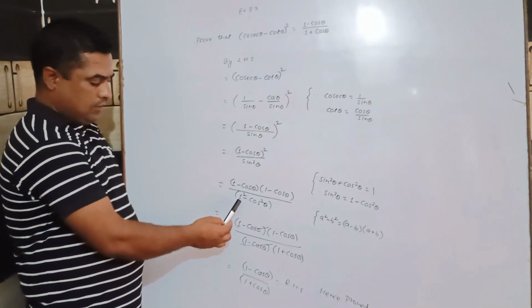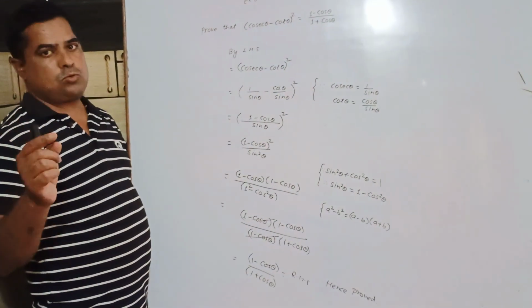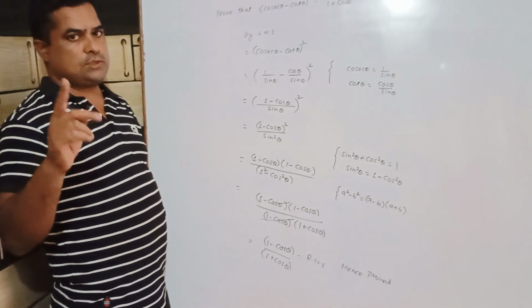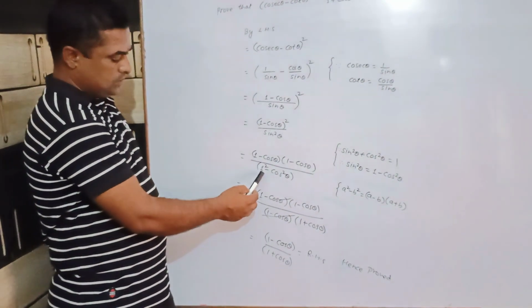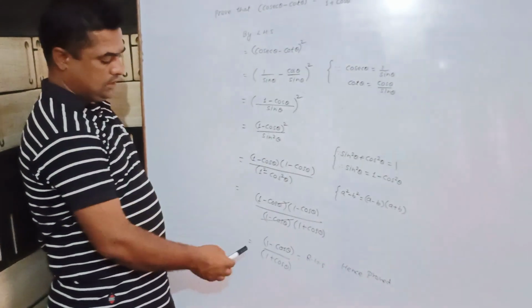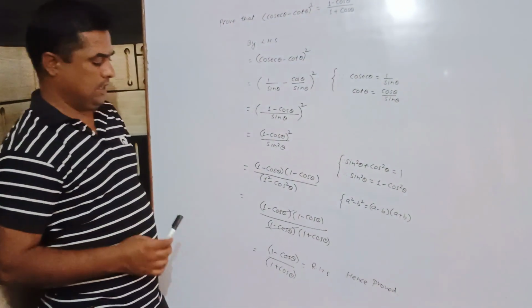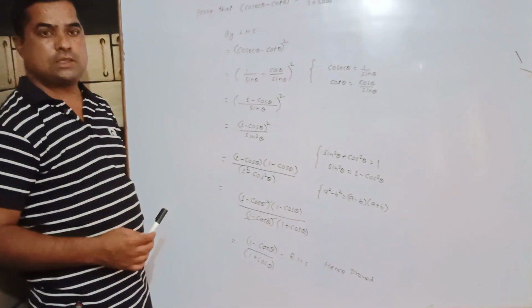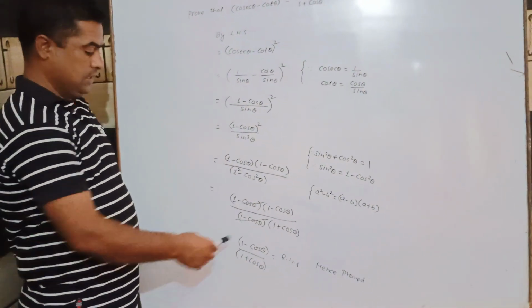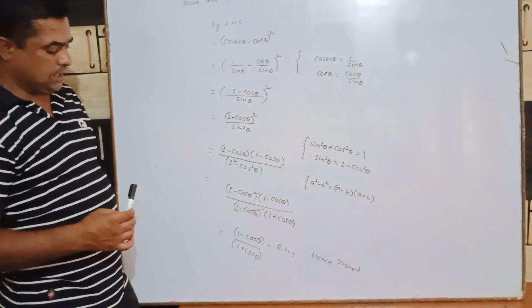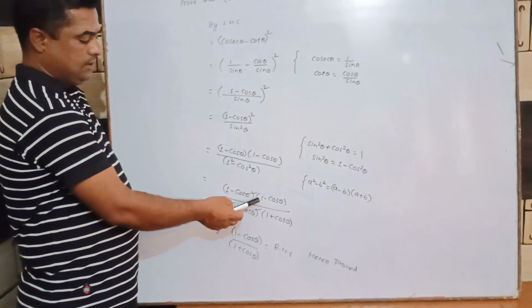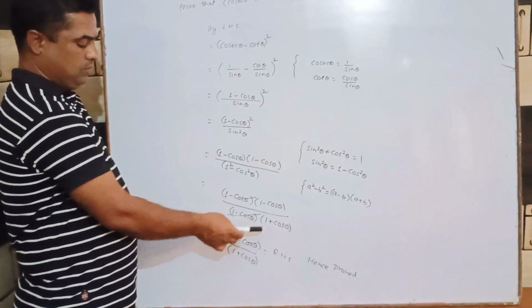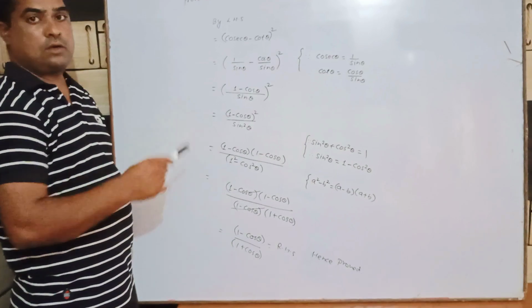Now we are applying a formula. Students, you know a square minus b square is (a minus b)(a plus b). So the value of 1 minus cos square theta will be (1 minus cos theta)(1 plus cos theta). In the numerator we have written 1 minus cos theta twice. One factor of 1 minus cos theta cancels out. So we will write (1 minus cos theta) upon (1 plus cos theta). This is your right hand side.